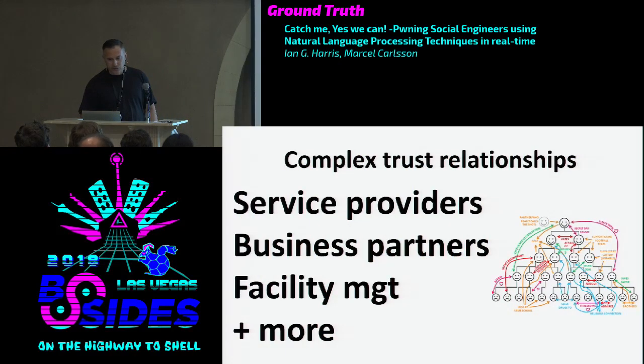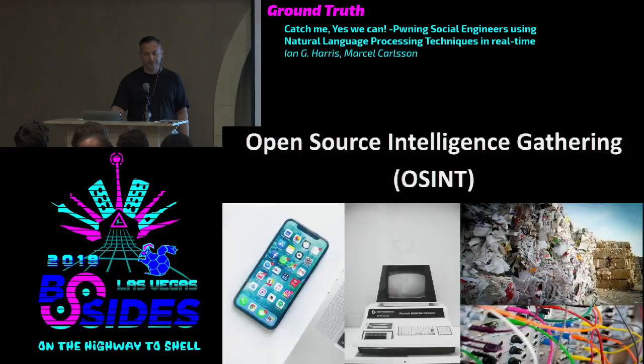And that leads us to trust relationships. If you think about your typical organization, they will, of course, engage service providers, trusted business partners, and often you will have someone running your physical security, like facility management and stuff like that. And of course, this will expose a lot of trust relationships that, again, a social engineer will target, attack, and exploit. And to identify these trust relationships, social engineers will use, of course, open source intelligence gathering.